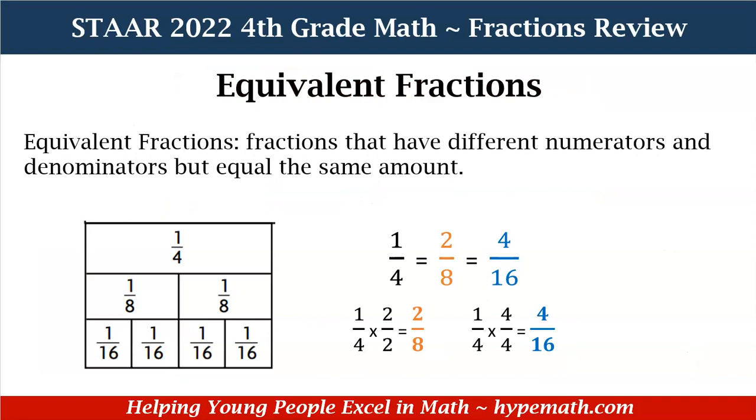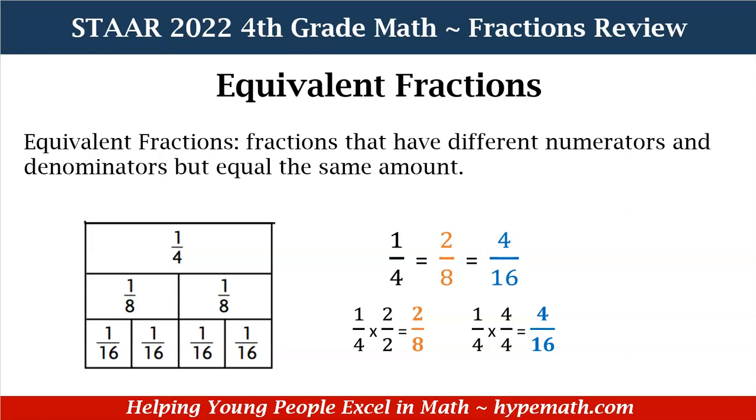So in talking about fractions, let's start with equivalent fractions. They are fractions that have different numerators and denominators but equal the same amount. So let's look at our example. We have a square. The top box of the square is 1/4. In the middle, we have 2 1/8 blocks. And at the bottom, we have 4 1/16 blocks. So how are they equal to each other?